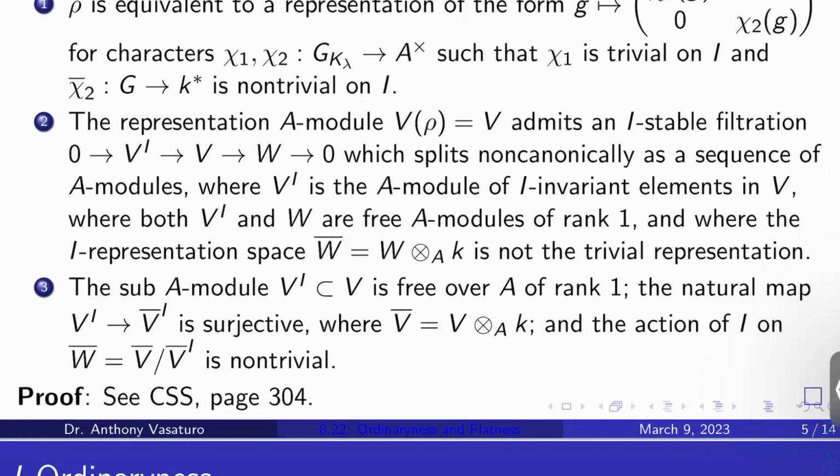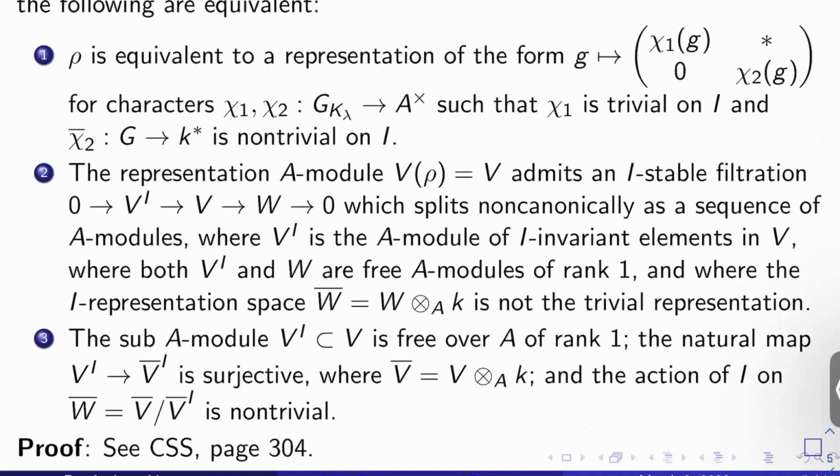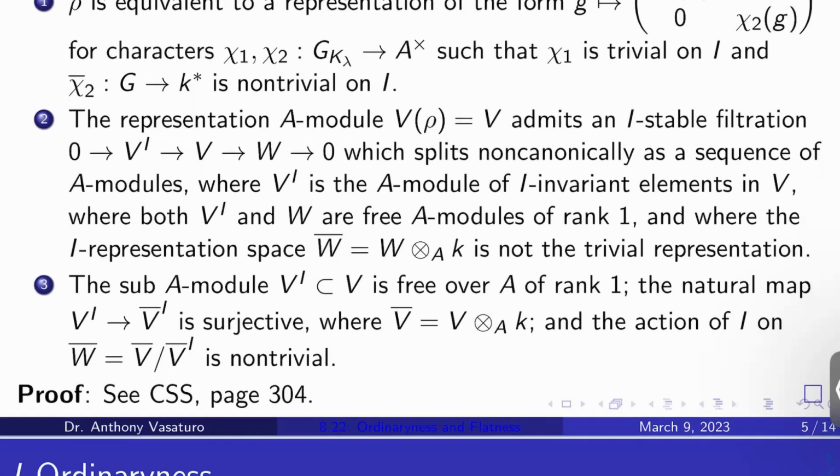We also want to require one more thing if we want true equivalence. The I-representation space W bar, which is W tensor k, is not the trivial representation. That's just coming from the fact that our residual representation isn't trivial. So this is a very module-theoretic interpretation of this representation-theoretic concept. And then three, another module-theoretic perspective: both of those are equivalent to the fact that the A-submodule V^I in V is free over A of rank 1, and the natural map V^I to V bar^I is surjective, where V bar equals V tensor k, and the action of I on W bar, which is V bar mod V bar^I, is non-trivial. I think that's more or less just a rewording of 2.